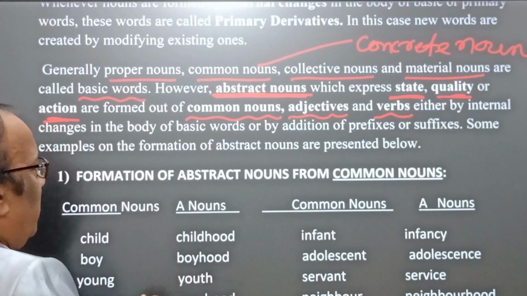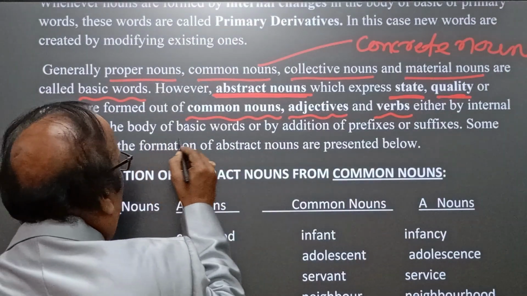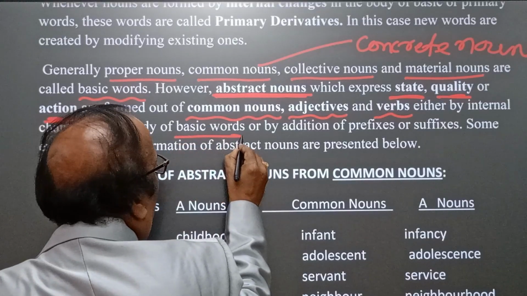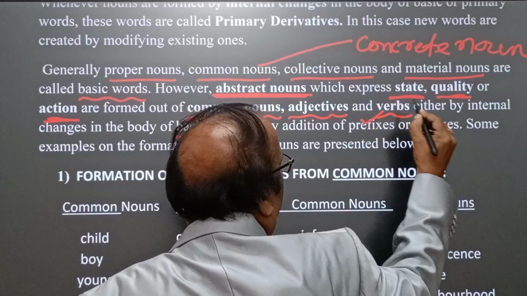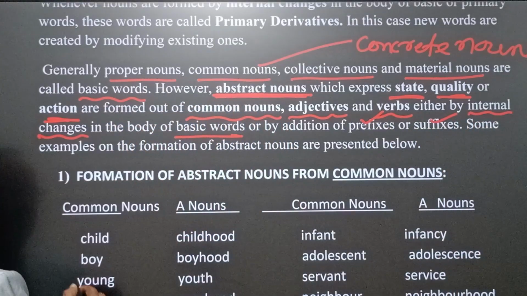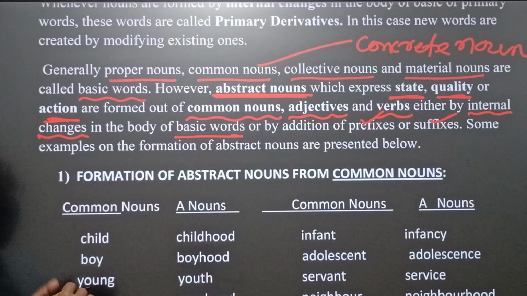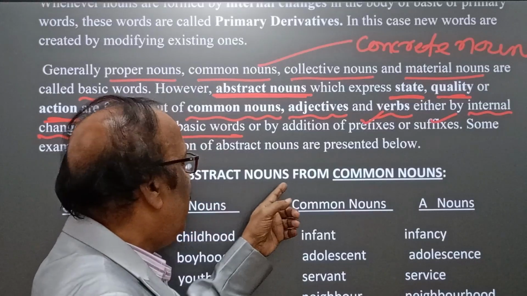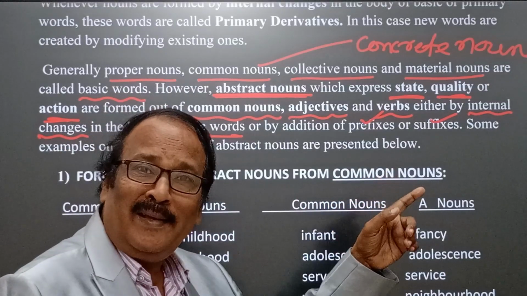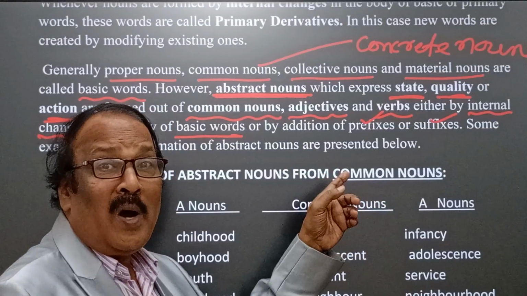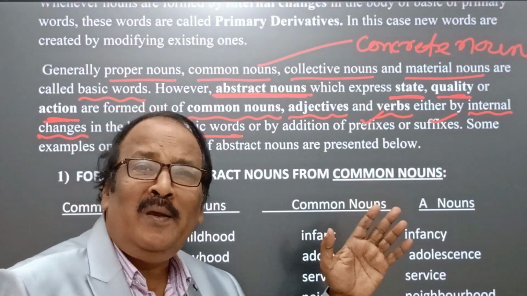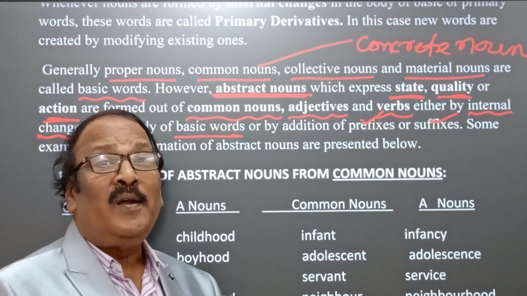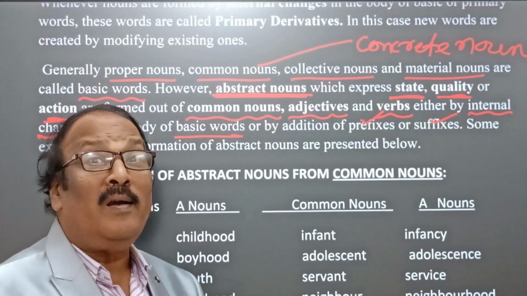Now here we find changes in the body of basic words by the addition of prefixes and suffixes. This is part 1, formation of abstract nouns out of common nouns. Whenever we form abstract nouns out of common nouns, these abstract nouns indicate a state or condition.